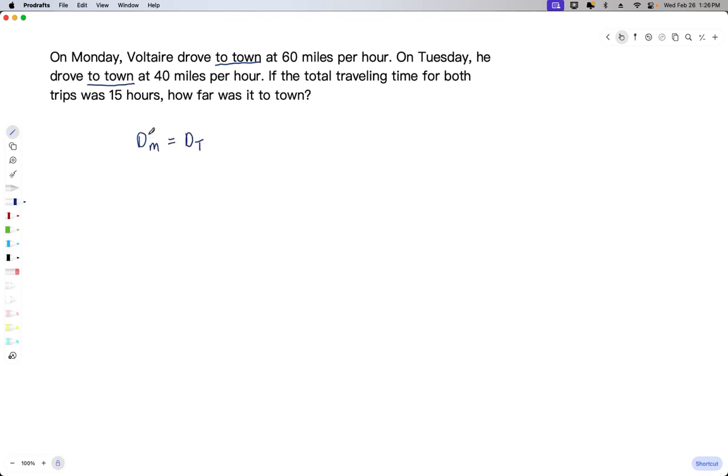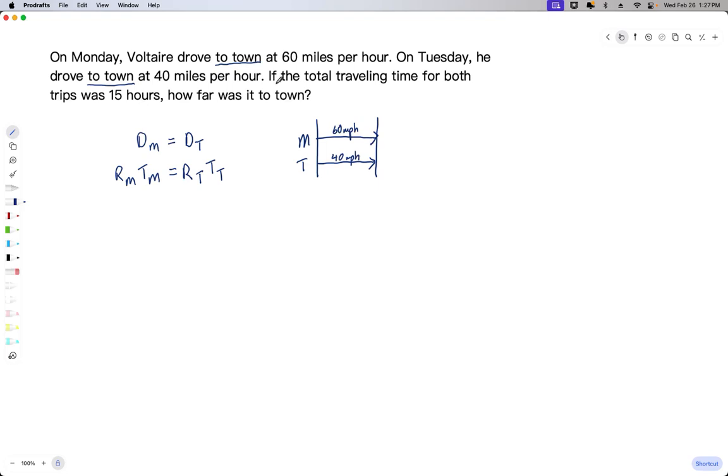And we know we can break a distance equation down into rate times time. So the rate of Monday times the time of Monday is going to be equal to the rate on Tuesday times the time on Tuesday. This is where we want to get into our picture and our table. So our picture is going to look something like this. On Monday, he went to town and he went 60 miles per hour. Tuesday, he went to town, same place, same distance, but he went 40 miles per hour. That's all that we have so far.